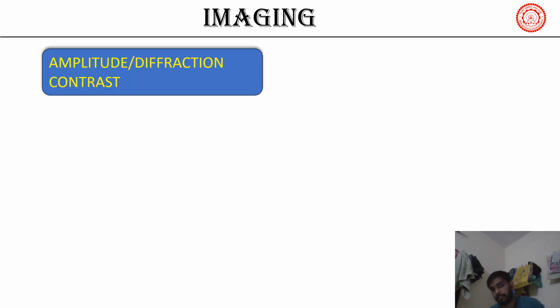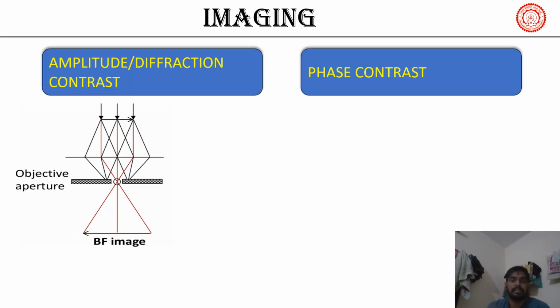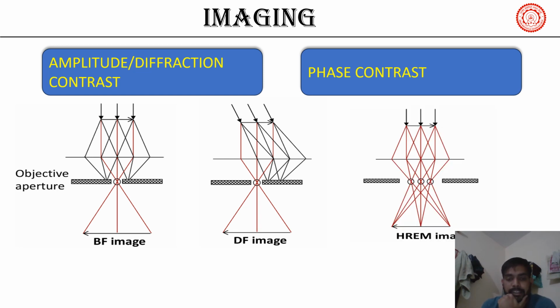Now coming to the different types of imaging modes. There are bright field, dark field, and high resolution electron microscopy. In bright field, we collect the electrons which come from the direct beam, and in dark field imaging, we collect the electrons which have been deflected. Initially, the question is raised whether we have to move the objective aperture to get a bright field image and a dark field image.